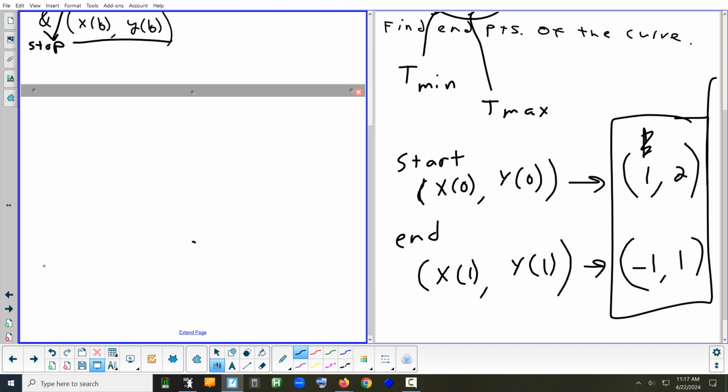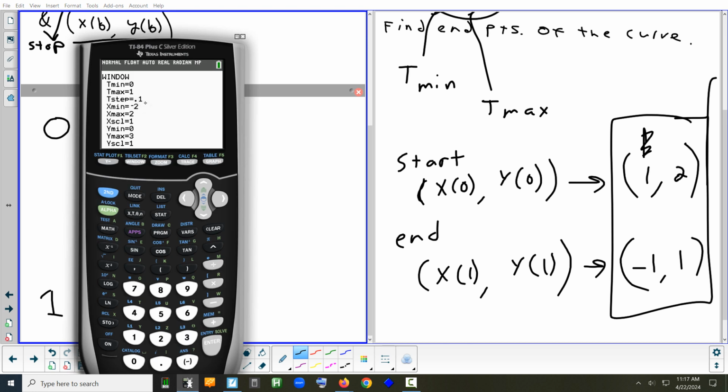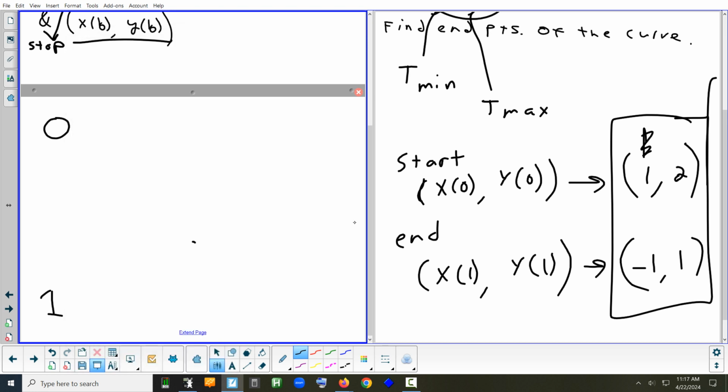What was our T-min? 0. What was our T-max? 1. I want to count from 0 to 1, and I want to step in increments of 0.1. So what's the next one after 0? 0.1, yep. 0.2. 0.3. 0.4. 0.5. 0.6. 0.7. 0.8. 0.9. And then 1.